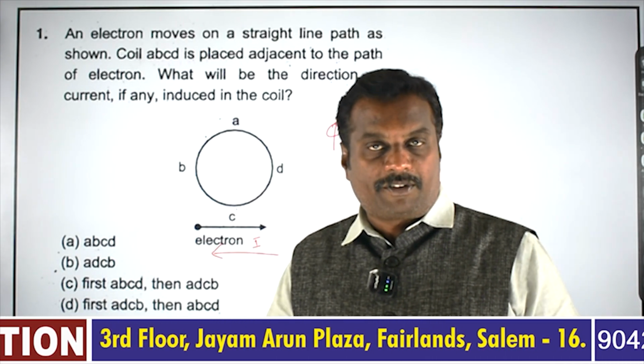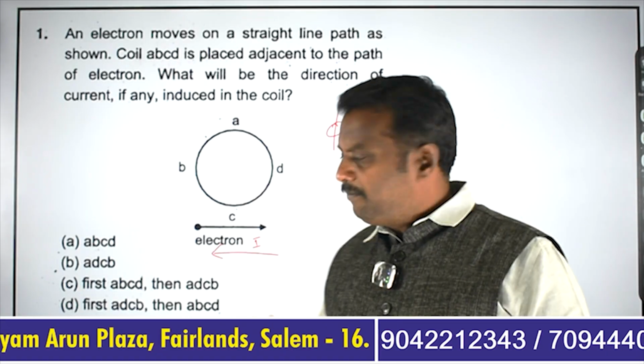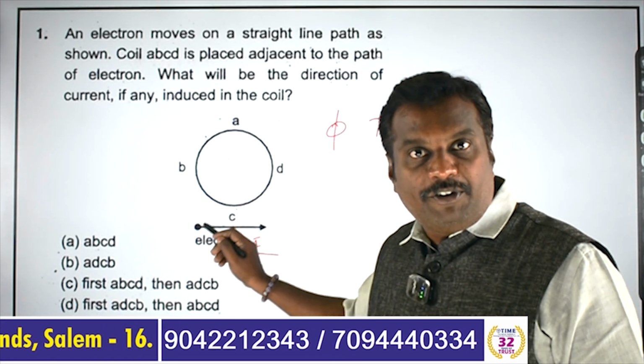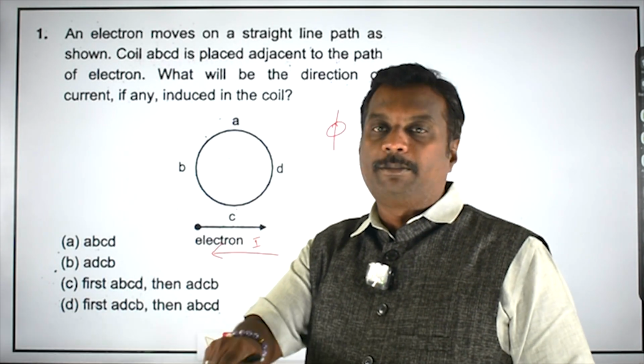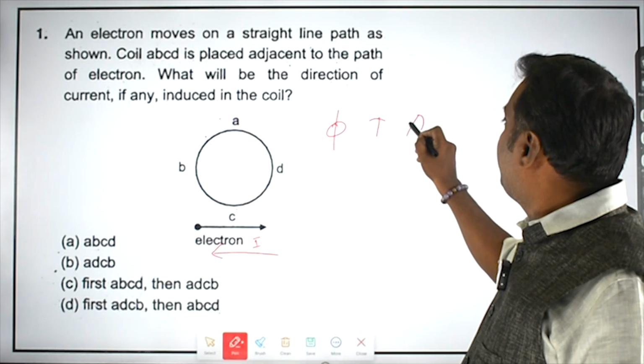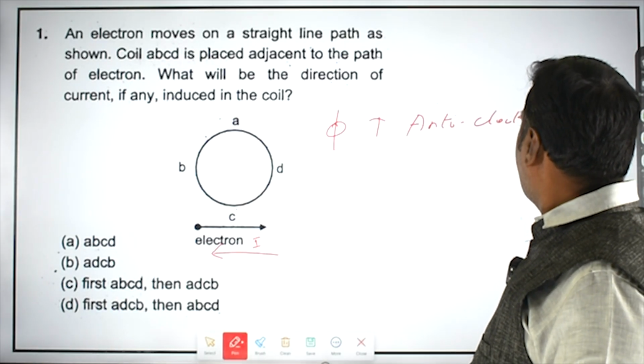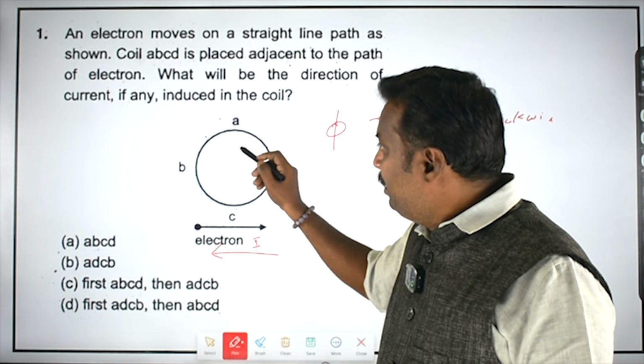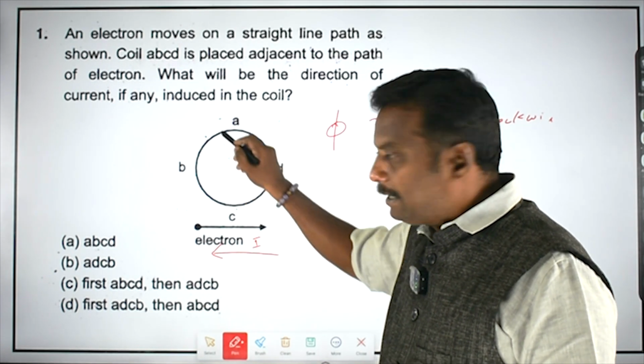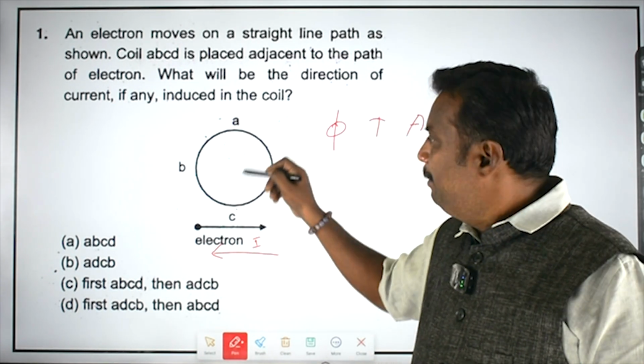Whenever there is a change in magnetic flux, an EMF is induced. அப்போ flux change ஆகும்போது automatically ஒரு EMF induced ஆகும். What will be the direction of induced EMF? When flux changes, the direction will be in anti-clockwise. Anti-clockwise. அப்போ எப்படி இருக்கும்? A B C D. கிளாக்னா இப்படி ஆப்போசிட்டா சுத்தும். A B C D.